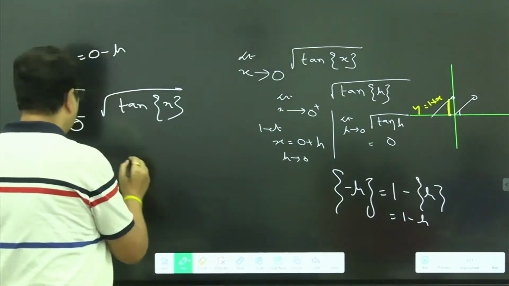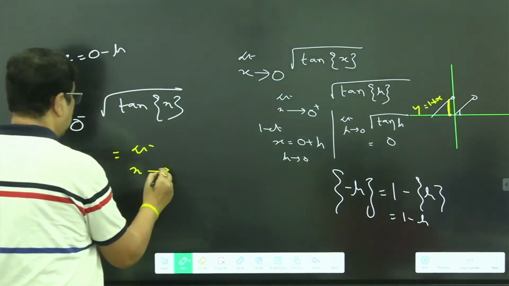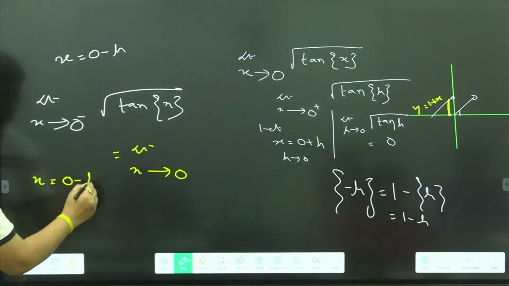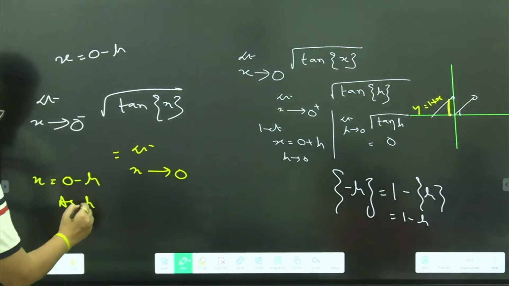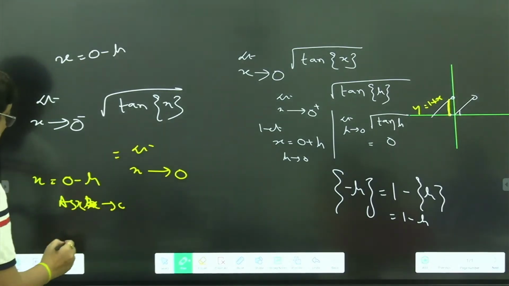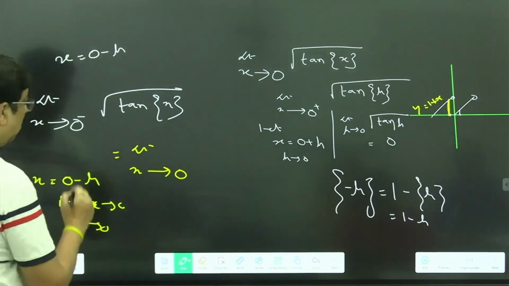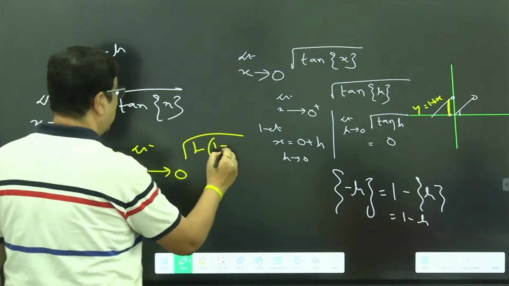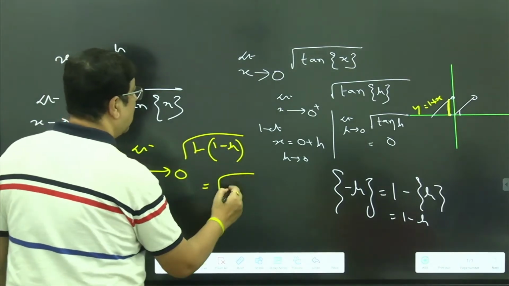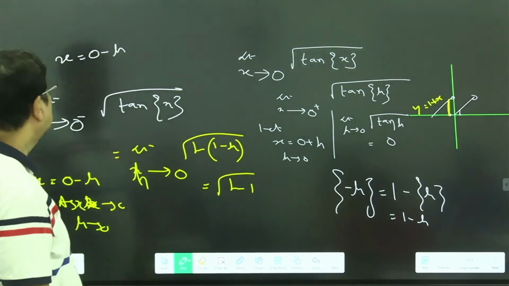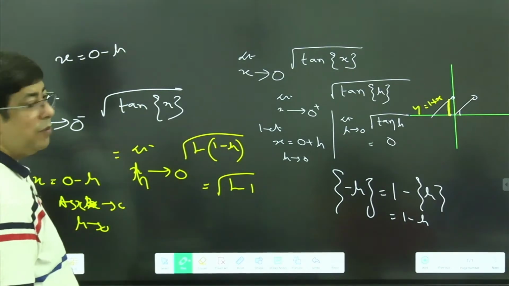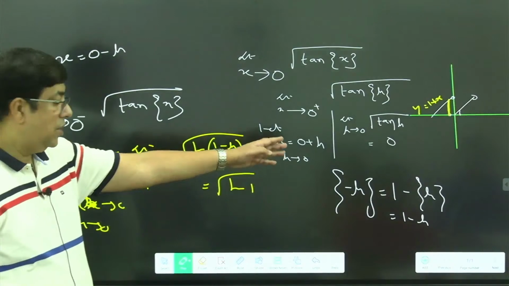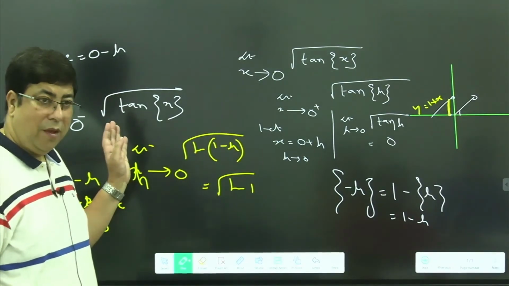Therefore we can write this as limit x tends to 0 minus, that is x equal to 0 minus h. As x tends to 0, h tends to 0. I am writing here limit h tends to 0, tan of 1 minus h. Now h equal to 0, root over of tan 1. This limit exists. Limit does not exist overall. This is the right hand limit, this is the left hand limit. You have understood the thing?